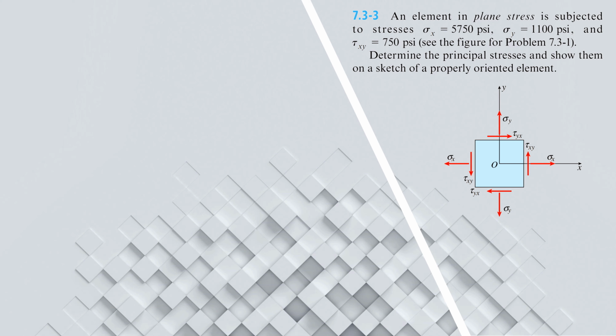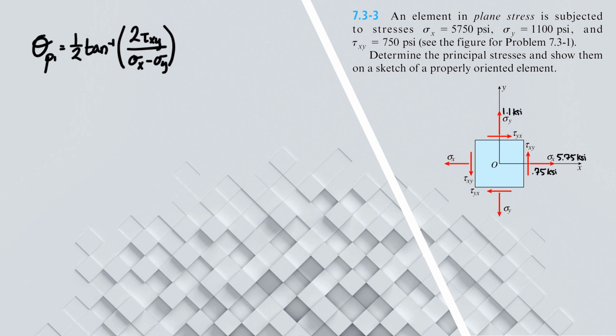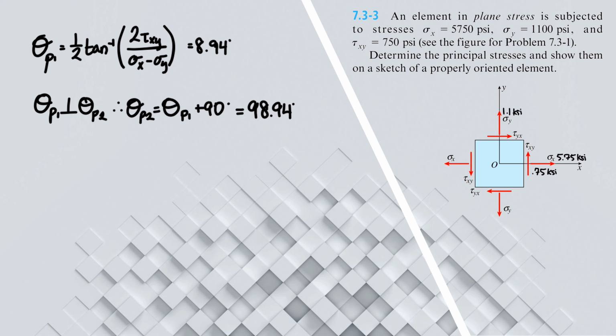The only thing different between this and our previous homework assignment is now we need to use the equation that gives us our principal angle, the angle that finds the stresses for our minimum and our maximum possible stress state. So, plugging in all of our information, we'll get 9 degrees, and recalling that our two stresses are perpendicular, therefore their angles are perpendicular, we can have our other angle of 99 degrees.